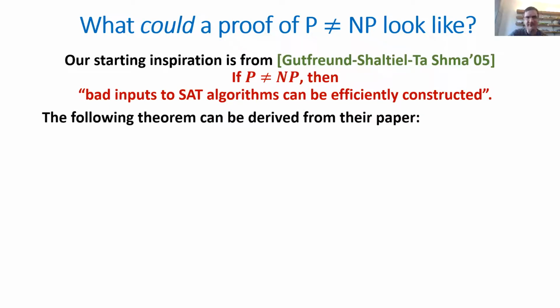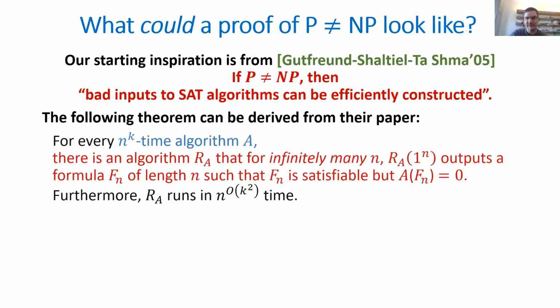So the following theorem can be derived from their paper. It says for every polynomial time algorithm A, so let's say it takes n to the k time, there's another algorithm, R sub A, that on the string of n 1s outputs a formula f sub n of length n, so that this f sub n is satisfiable, but the algorithm reports unsatisfiable. Furthermore, this refuter algorithm runs in polynomial time as well, but a larger polynomial.